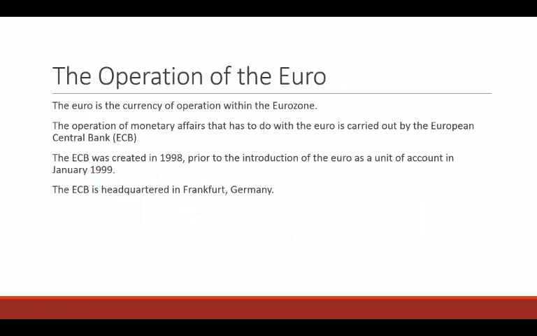Okay, so the euro exists as of today and has done so for over a decade now. How does the euro operate in practice? As the currency of the Eurozone, its overall level of supply is determined by the European Central Bank, the ECB. The ECB was created in 1998 and is headquartered in Frankfurt, Germany. So let's take a closer look at the ECB.